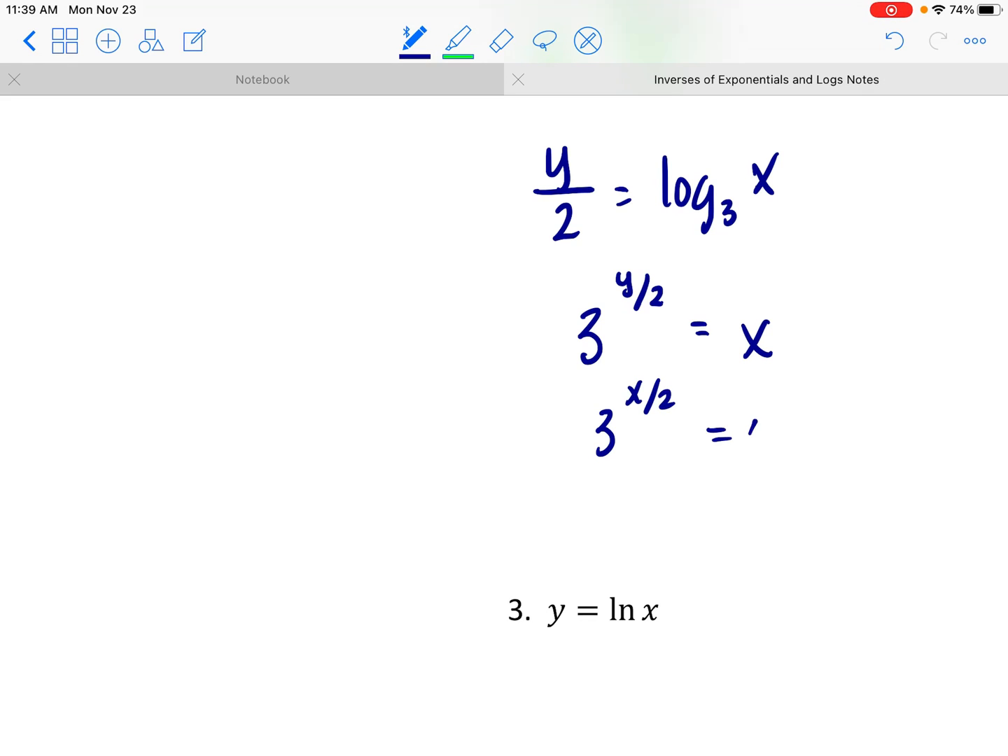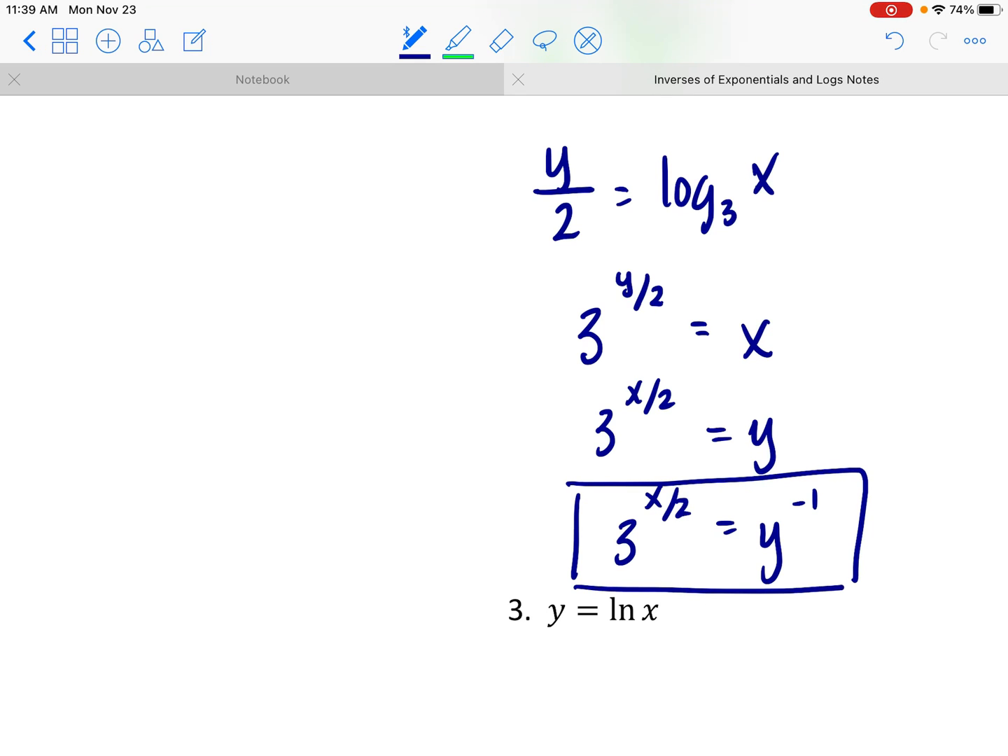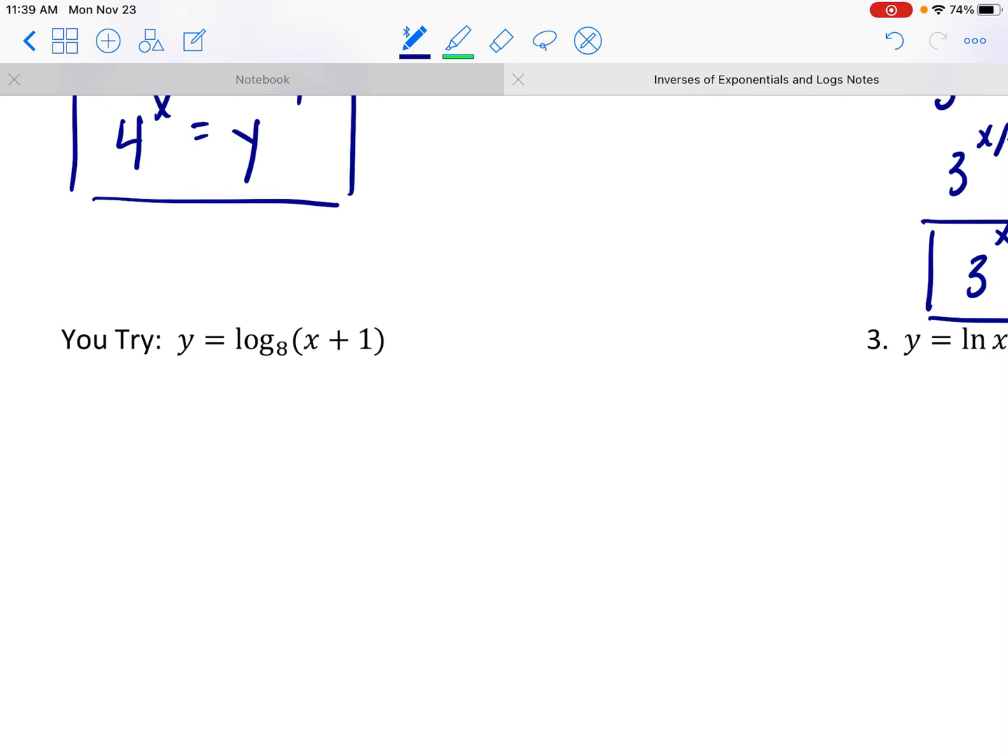So x over 2 equals y, and then I need to call it the inverse. So 3 to the x over 2 power equals y inverse. Done. Okay? Same thing here.